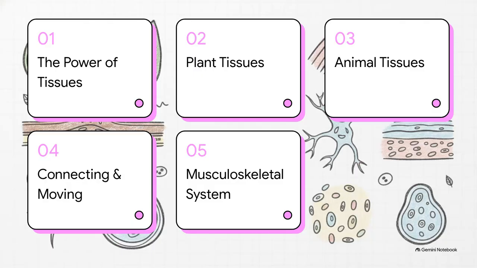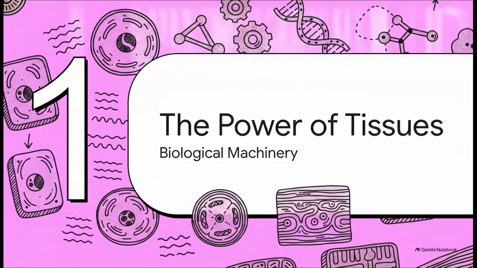So, here's our roadmap for today. First, we'll cover the power of tissues, then move into plant tissues and their growth structure. After that, we'll hit the 4 animal tissues, look at connecting and moving, and finally wrap up with the whole musculoskeletal system. All right, Section 1, the power of tissues. Let's get right into it.